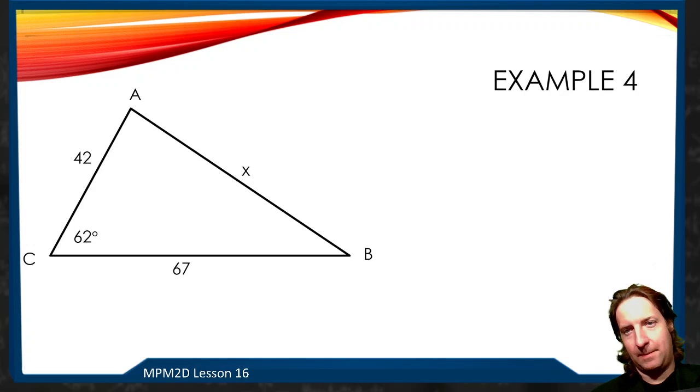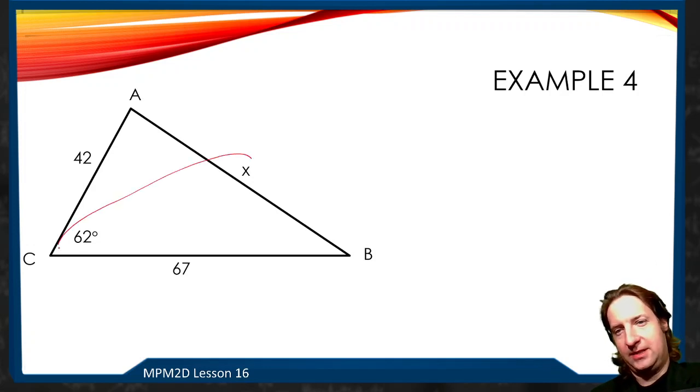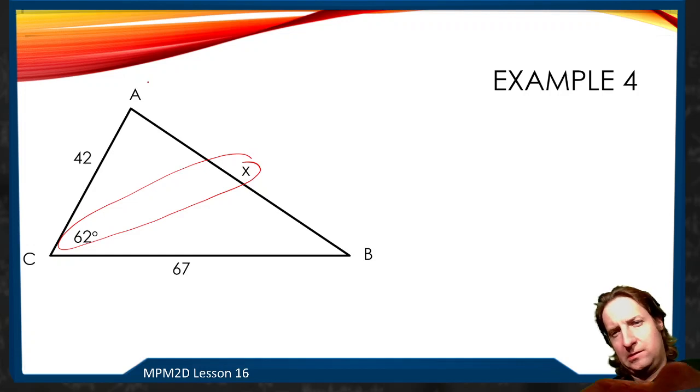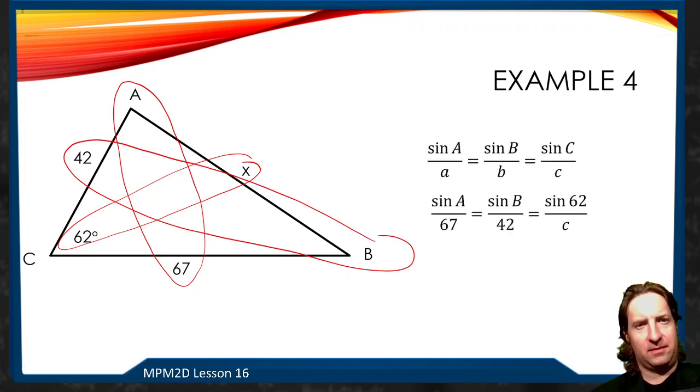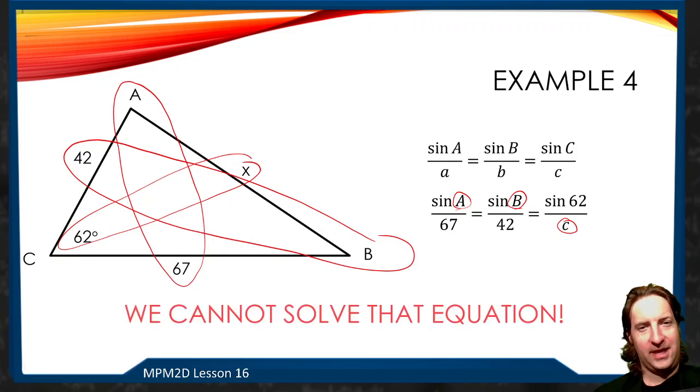Okay, so one more example here. So let's look for some pairs here. What do we got? We got x, sine 62, uh-oh, we got A and 67, and we got B and 42. Uh-oh. If I plug this into my formula, I have nowhere to go. I got an unknown here, right? Unknown A, unknown B, and unknown C. None of these fractions I can use to solve any of them. I don't have enough information. There's a hole in our problem. We can't solve that equation. There's not enough for us to go on.